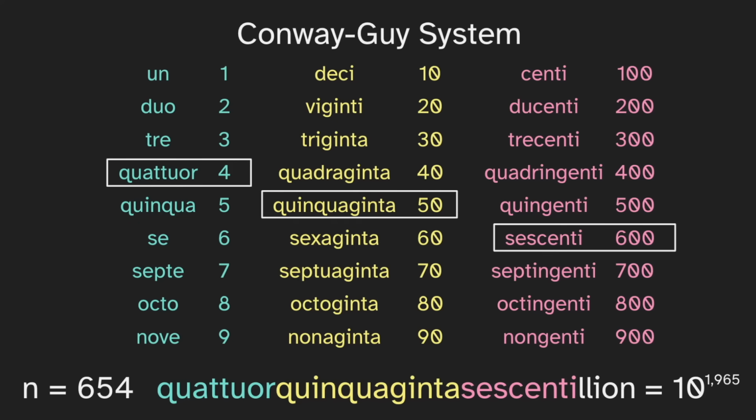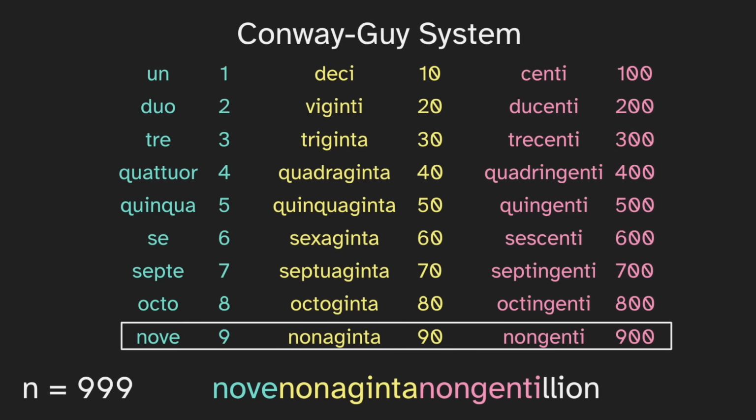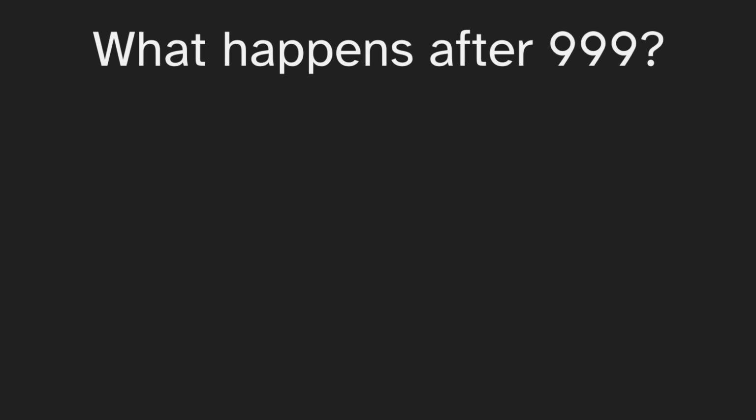And now we arrive at our number. So if n is 999, then we get novenonagintanongentillion. And that is equal to 10 to the 3,000. But you may notice this table only goes up to the hundreds place. There is no thousands place. So what happens after 999?